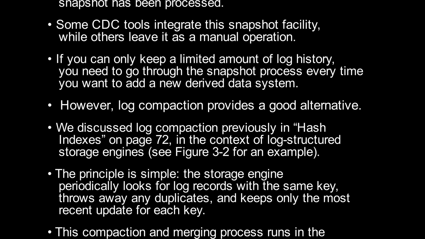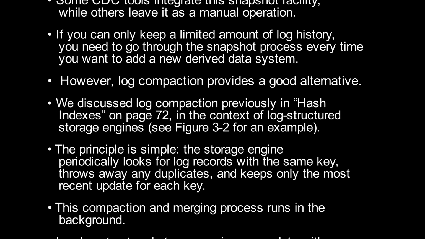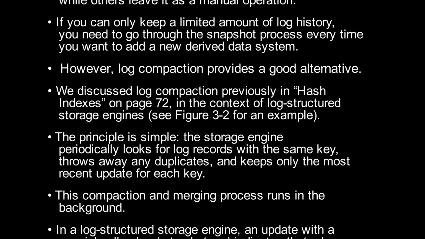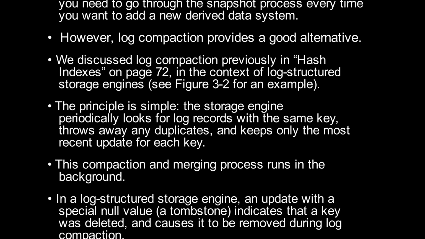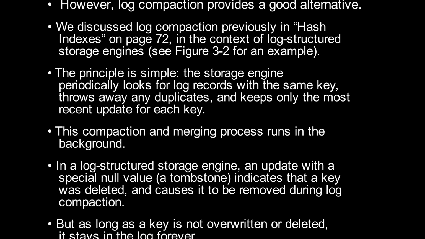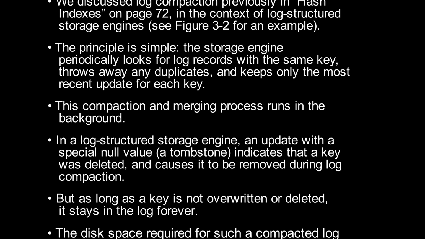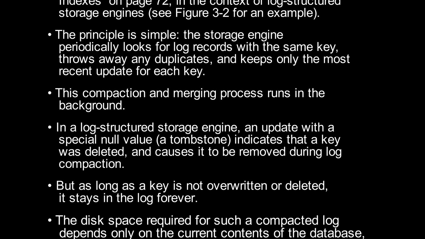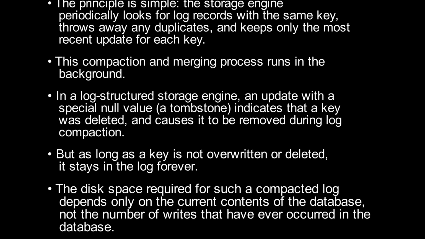The principle is simple. The storage engine periodically looks for logged records with the same key, throws away any duplicates, and keeps only the most recent update for each key. This compaction and merging process runs in the background. In a log-structured storage engine, an update with a special null value, a tombstone, indicates that a key was deleted and causes it to be removed during log compaction. But as long as a key is not overwritten or deleted, it stays in the log forever.